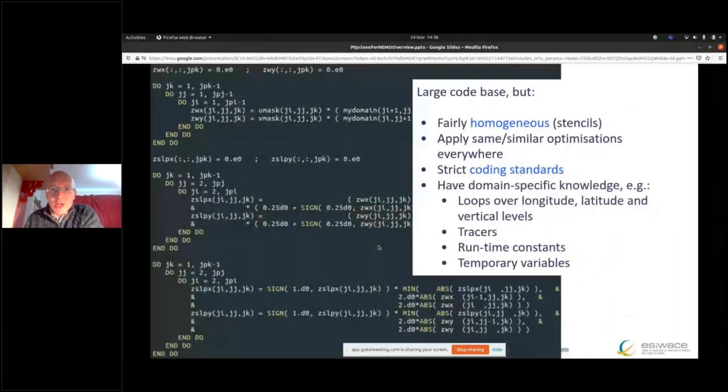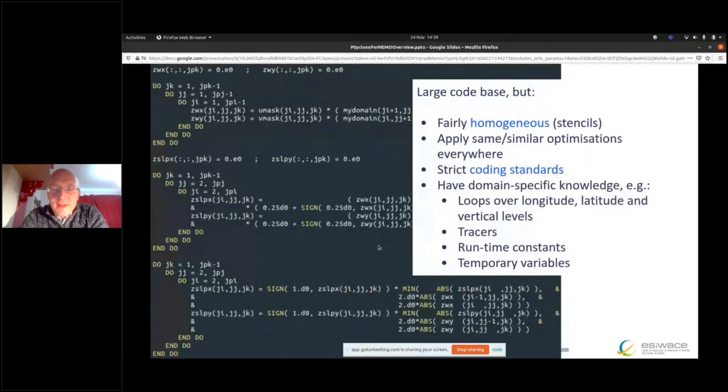So it's a large code base, and it has a flat performance profile, so you can't just optimize a couple of routines and be done. But there are things about NEMO that make it amenable to applying a domain-specific language to it. One of those is the fact that the code base is fairly homogeneous. You look throughout the code, and it's mostly doing loops over grid points and doing some stencil operations on them.